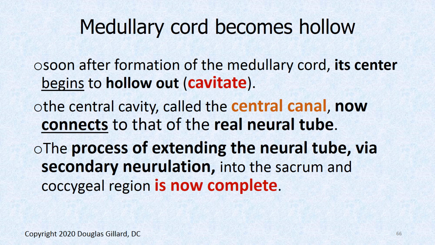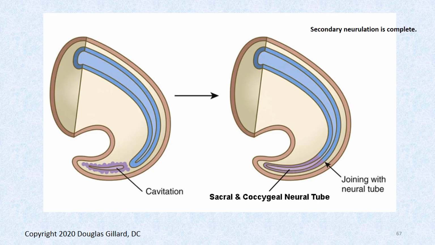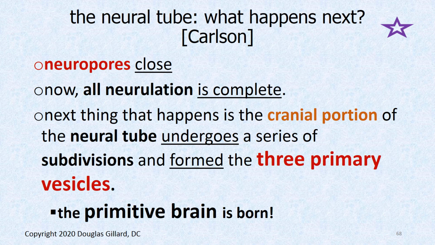Okay, after the medullary cord is formed, it hollows out into a cavity. And now we have a central canal running through. We have a hollow tube, just like the primary neurotube is. And now we just have to connect them together. And that's exactly what happens. We won't talk about the chemical soup, the genes that are turned on to make that happen. We'll just say they connect together, and now we have a complete neurotube. Secondary neurulation is complete.